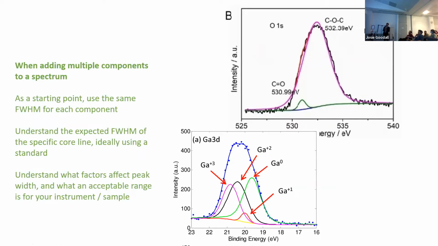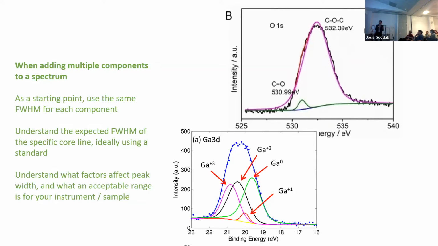Let's see what we say here. Yeah, so for most, if we're fitting, for example, oxygen peaks or carbon peaks or whatever, there's not going to be that much variation in the full width half maximum in different environments. So as a starting point, when you're fitting spectra, I would always use the same full width half maximum. That's the best starting point.